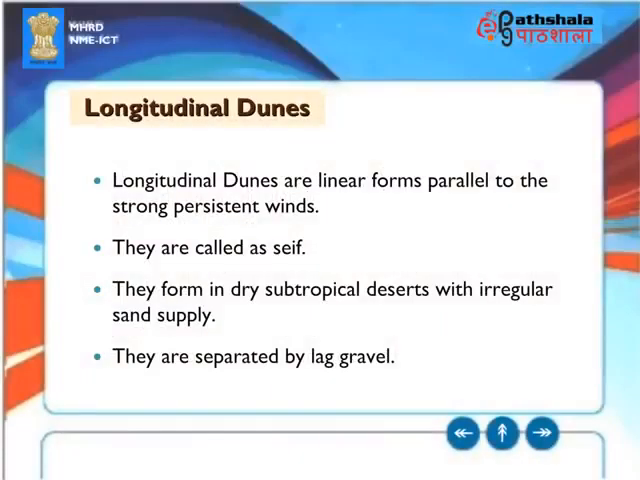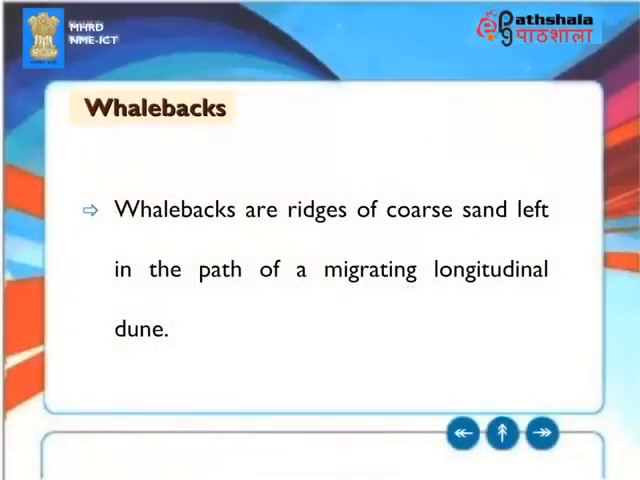Longitudinal dunes. Longitudinal dunes are linear forms parallel to the strong persistent winds. They are called seifs. They form in dry subtropical deserts with irregular sand supply. They are separated by lag gravel. Whalebacks. Whalebacks are ridges of coarse sand left in the path of a migrating longitudinal dune.